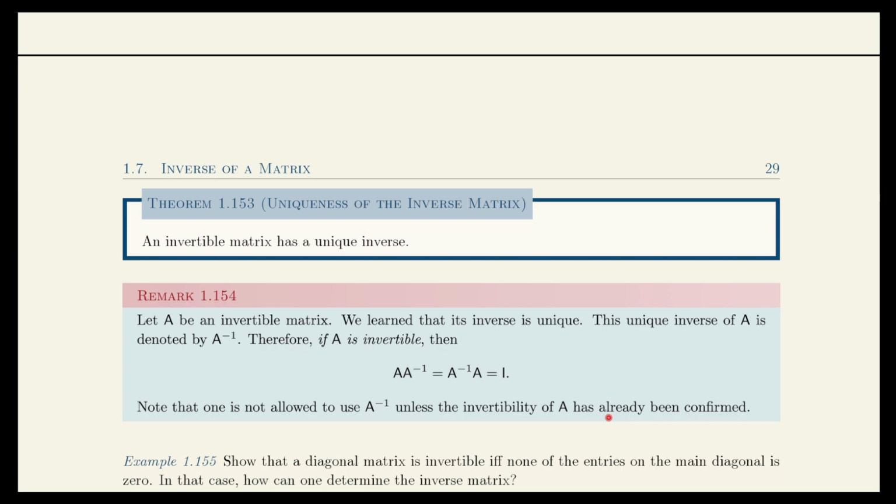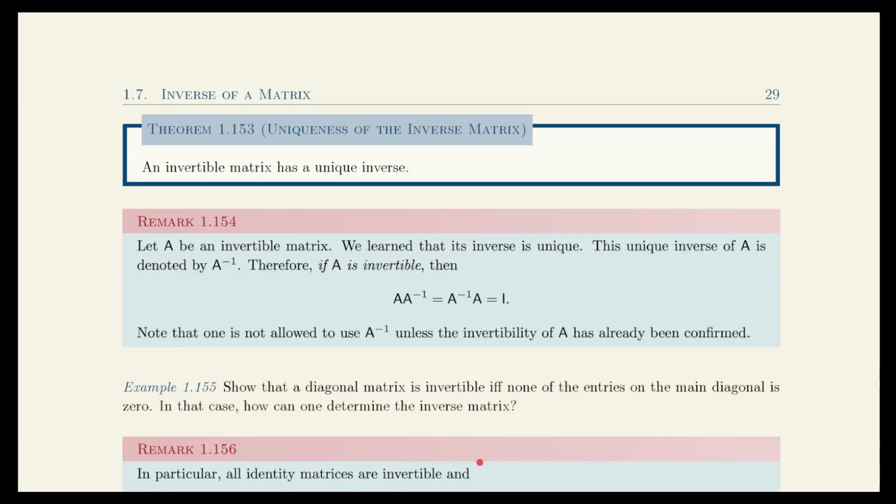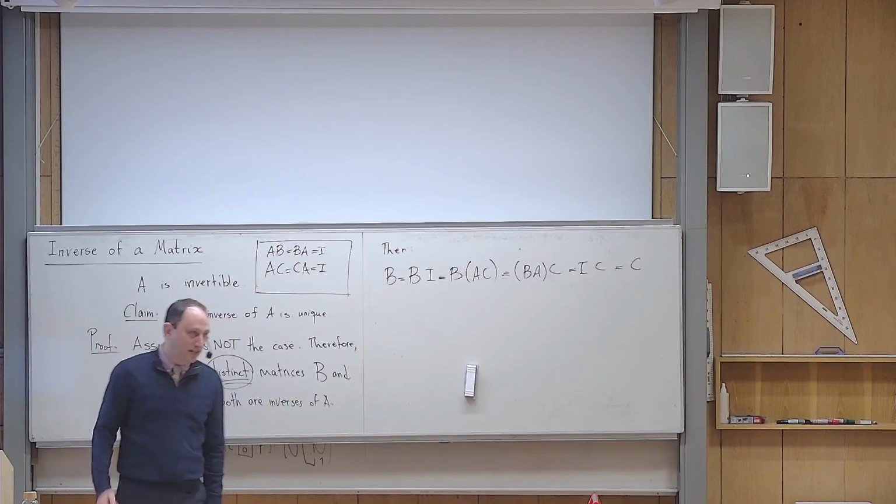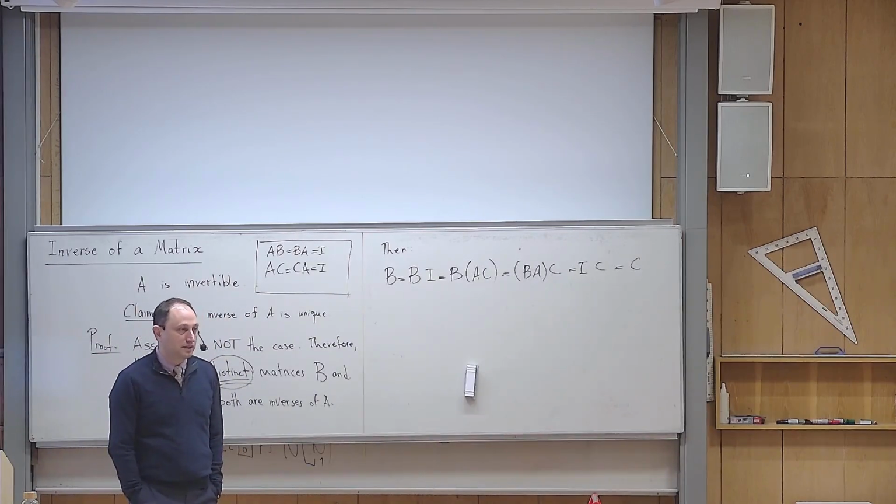Yes? So I don't know if I have written here any remark or not. Okay, so let me just read it for you. Let A be an invertible matrix. We learned that its inverse is unique. This unique inverse of A is denoted by A inverse. Therefore, if A is invertible, then this holds. Note that one is not allowed to use A inverse unless the invertibility of A has already been confirmed. Yes? Because we saw that some matrices are not invertible, some of them are. You're not allowed to just use A inverse before confirming that this exists.